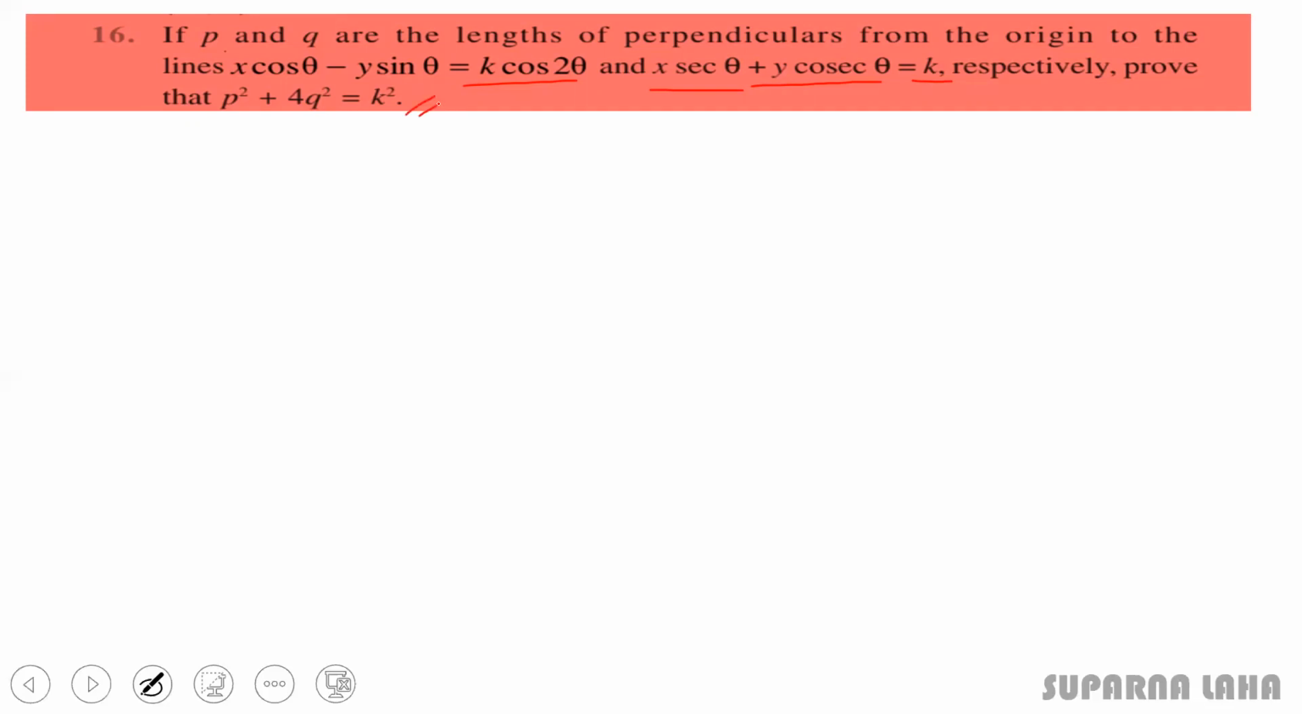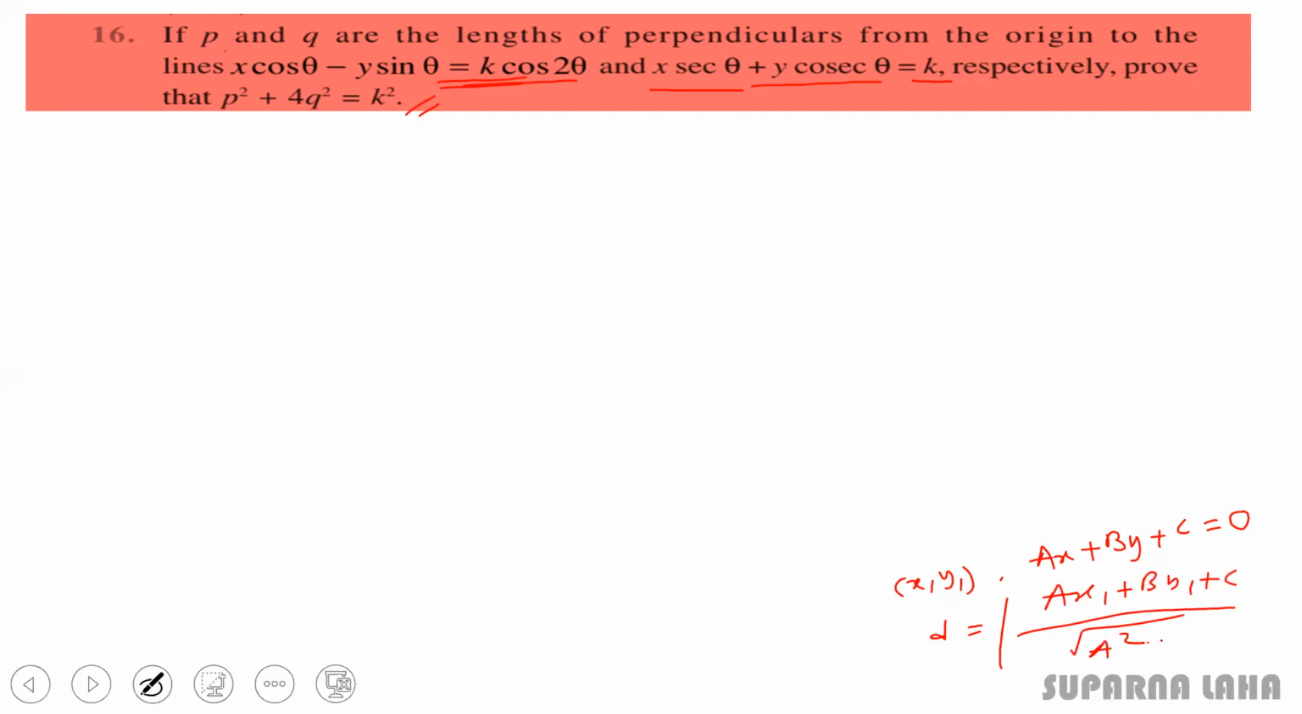So firstly, P is the perpendicular distance from the origin to the straight line. So you know the formula. If the point is x1, y1 and the line is ax plus by plus c equals 0, then the perpendicular distance is |ax1 plus by1 plus c| by root over a square plus b square. So we will use this formula for P and Q.